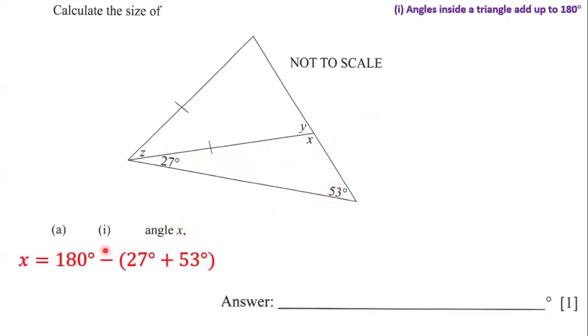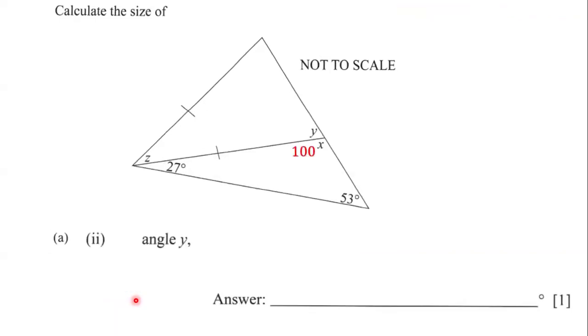And so we have 180 minus 27 plus 53 degrees. 27 plus 53 is definitely 80 degrees. And so that means that X is going to be equal to 180 minus 80. And so X is going to be equal to 100. And so that means that the size of angle X is 100 degrees.